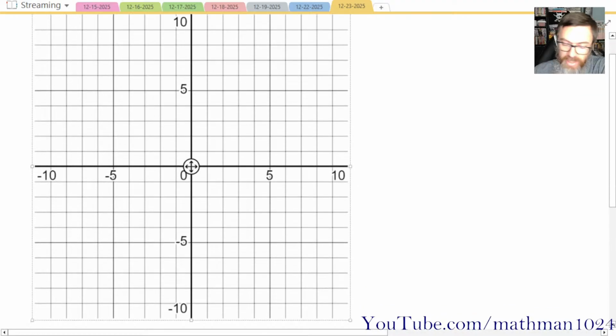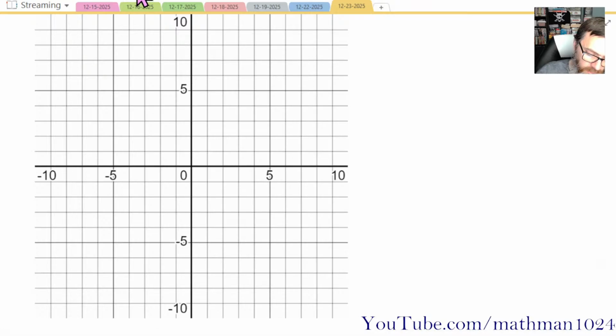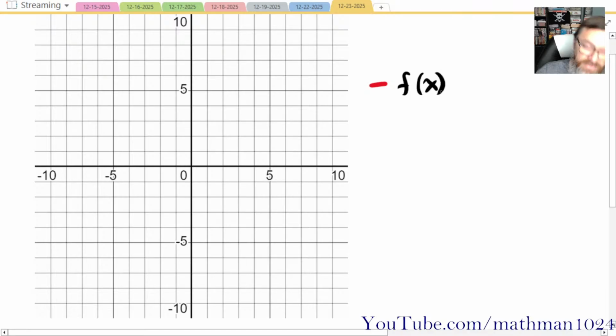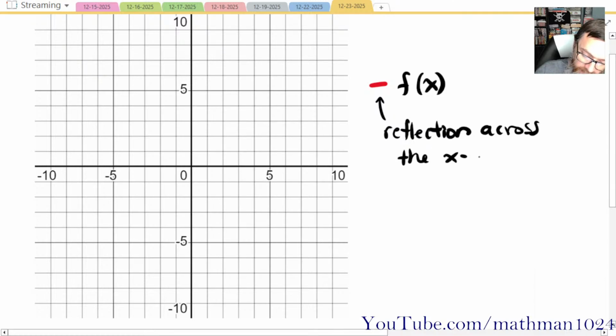So, let's spice things up a little bit. If I have a negative in front of my function, this negative indicates a reflection. It's a reflection across the x-axis. In other words, we're going to turn our graph upside down. We're going to flip it over. That's all that means. Okay.